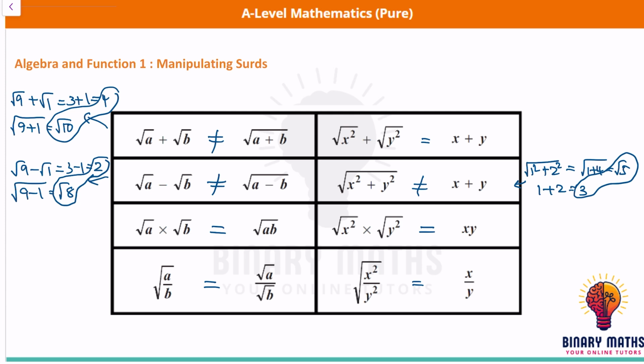Just remember, the three statements that are not true are where most people have the misconception. Unfortunately, I've seen under exam conditions people simplify with surds incorrectly. So please make sure you remember that these three statements do not hold for all values of x and y, or a and b in some cases.